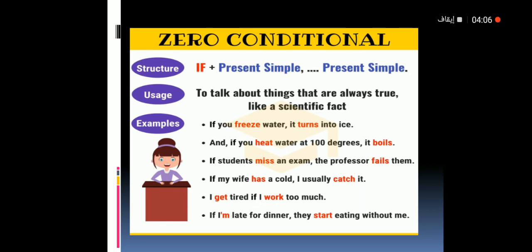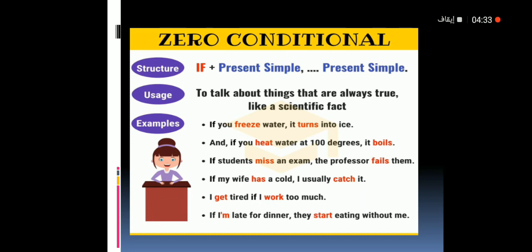I get tired if I work too much. Look at this sentence, guys. It is a little bit different from the other sentences, because here the if clause came in the second part. So in this case we don't put a comma to separate the two clauses. Okay, so if the if clause came at the second part, we don't add a comma.